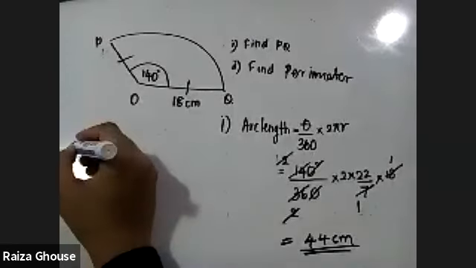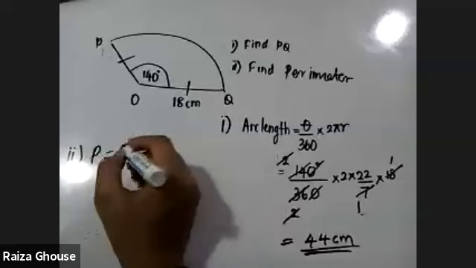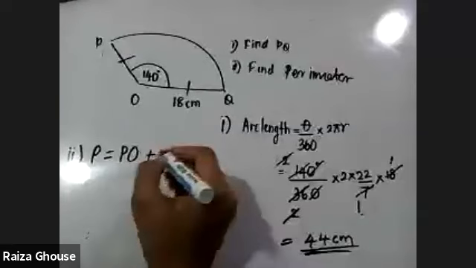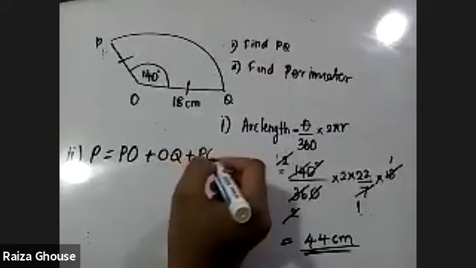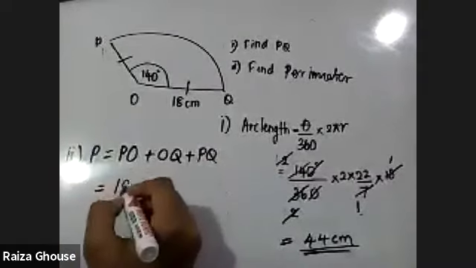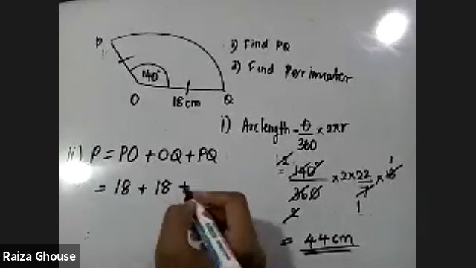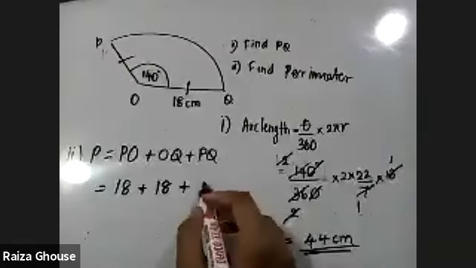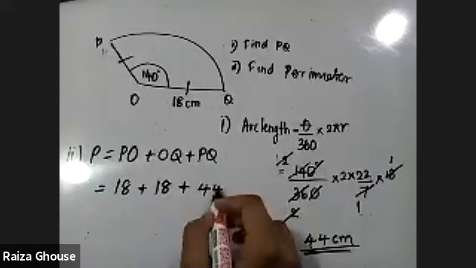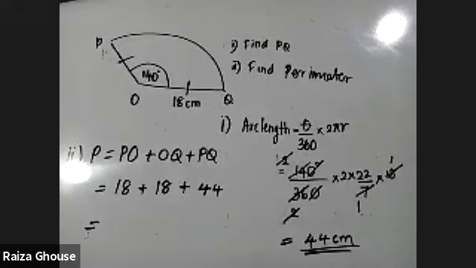Now perimeter. What is the perimeter? PO length plus OQ length plus PQ length. PO length is already there, 18 centimeter. OQ length already given, 18 centimeter. PQ length we already found, 44 centimeter. When you add all together, what do you get?